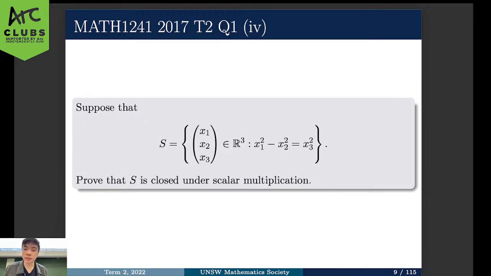So let's move on to the next question. And this is the same thing. It just says all vectors in R3 such that this condition is true. We need to prove that it's closed under scalar multiplication.